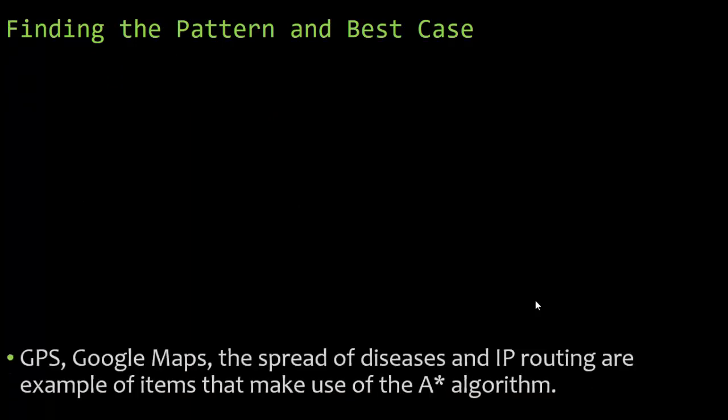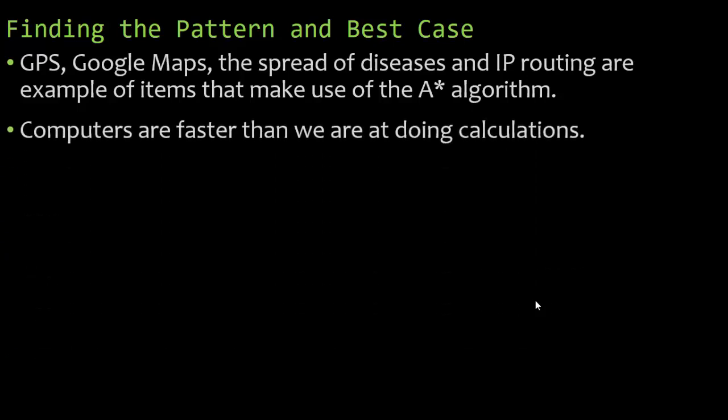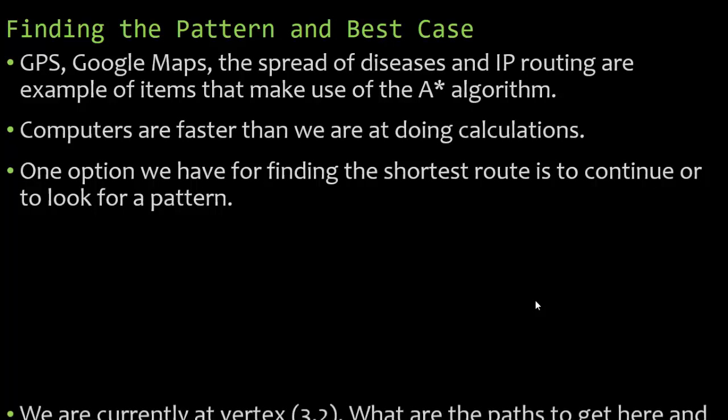Now, by this point, you should be looking for a pattern in the best case scenario because it can take a long time to work all those values. GPS, Google Maps, the spread of diseases, even IP routing are examples of items that make use of the A-star algorithm. Now, computers are faster than we are at doing calculations. If we work the rest of this out on paper, we're going to be here a while. But computers can do it very quickly. Now, one option we have for finding the shortest route is to look for a pattern.